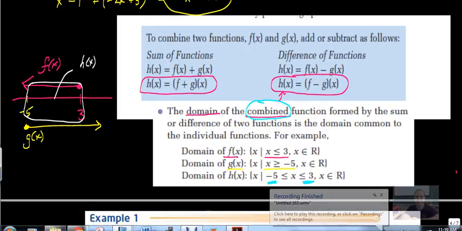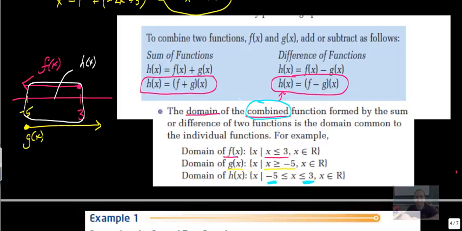What if there's no overlap? Okay, if we're talking about the domain of a combined function, the question is what if there's no overlap? If there's no overlap, then that means that resultant function will be undefined. There won't be any values for x that will work for those.